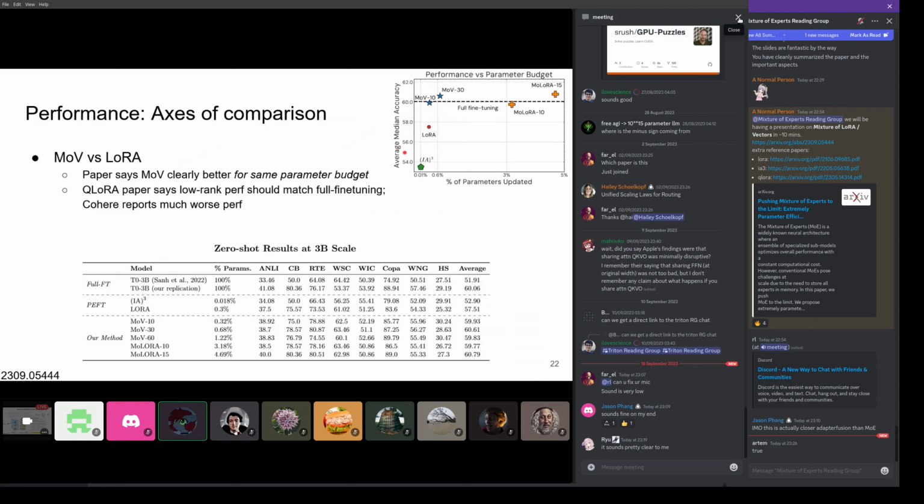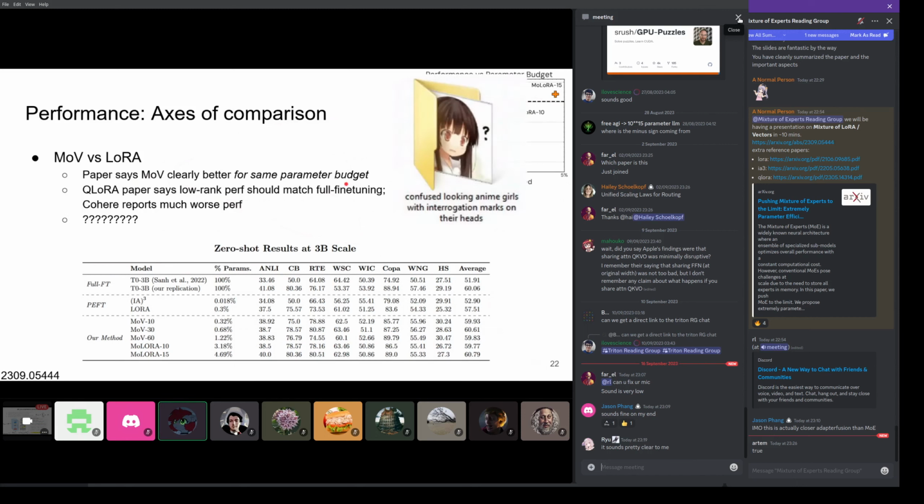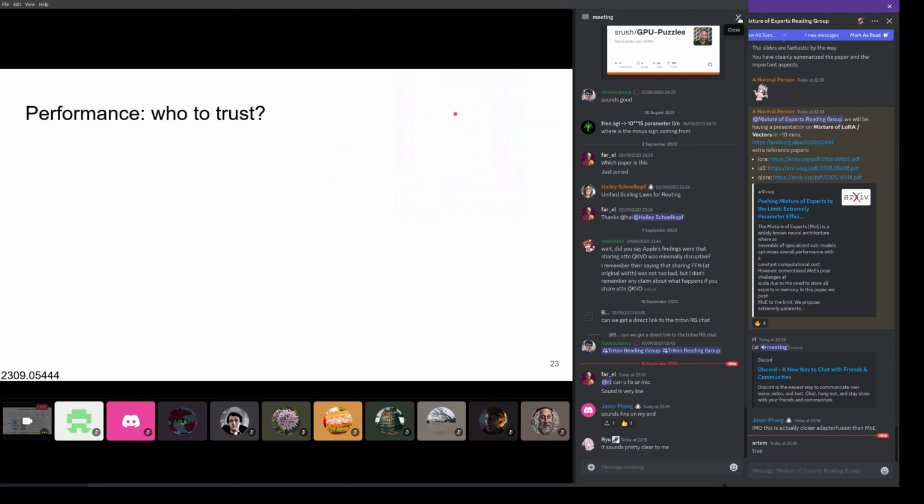This is very different from what the QLoRA paper says in May, where they say that the rank of a low rank QLoRA adapter should match full fine tuning, which is this dotted line baseline here, and it should probably not be this low. So what is going on? Why are they different? I spent about an hour or so doing a comparison between the results and the experiment design involved in the Cohere paper versus the QLoRA paper. And there are a lot of differences.